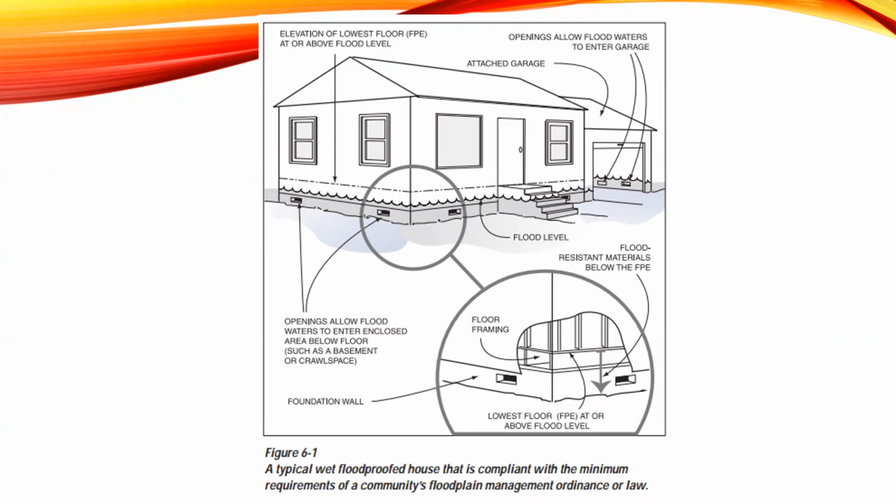And then this one also has an attached garage that's built at grade and also wet flood proofed. So that's another part of a residential structure that could be wet flood proofed. It's not the living floor. It's an at grade garage that's used only for storage, parking, or building access. And then the crawl space wouldn't really be used for anything. It's just to elevate the rest of the structure.